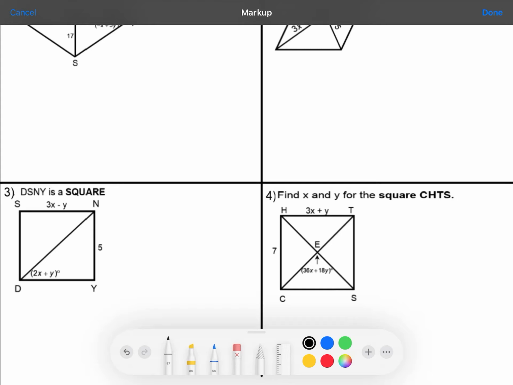First of all, careful that 36x plus 18y, it's an angle. How many degrees is the angle in the middle there? 36x plus 18y equals that angle number. And then the side, 3x plus y equals 7. You'll also eliminate the y's.